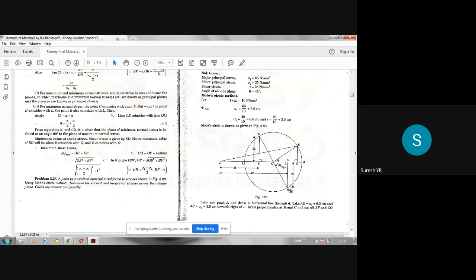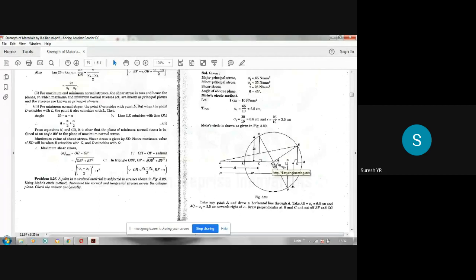Now you got 2 points, G and F. All these things you have to draw on a graph sheet. Join the points by a straight line GF. It will cut the horizontal line at some point O. This is the third step. So first step, draw AB equal to sigma x, AC equal to sigma y. Second step, draw CG equal to BF equal to tau equal to 25 Newton per mm square, that is 2.5 centimeter. Third step, join the points G and F by a straight line. It intersects the horizontal line at the point O.